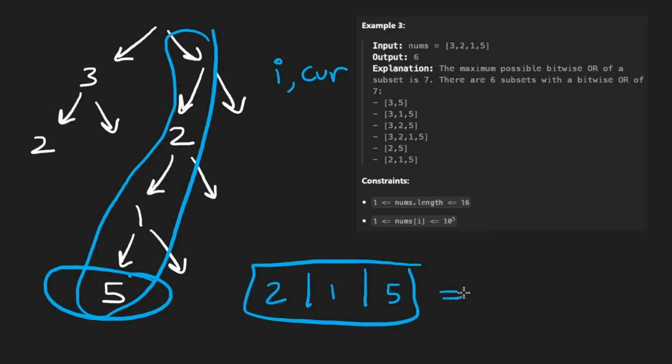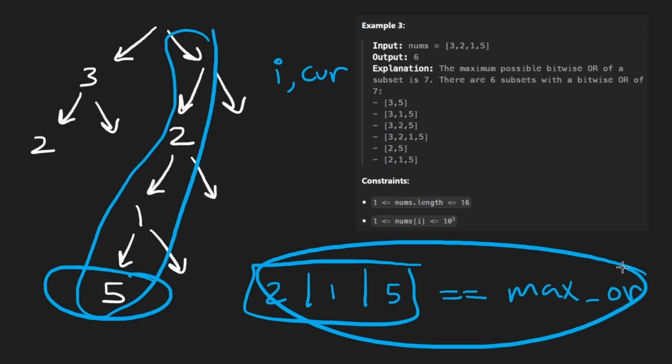We can compare it to whatever max OR that we computed earlier, and then if these are equal, we increment the result by 1. If they're not, we don't increment the result by 1.